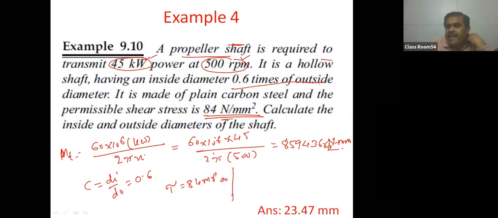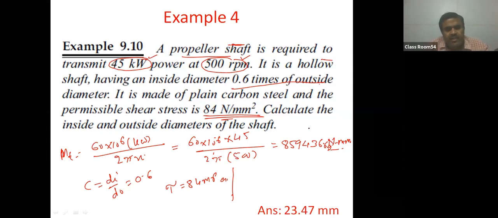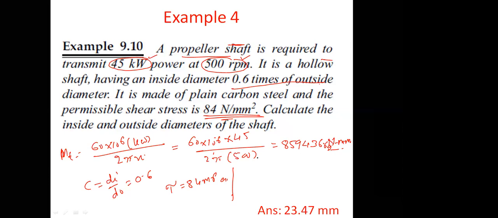बताइए कौन सा बेसिस पर डिजाइन होना है? टॉर्जनल रिजिडिटी बेस पर या स्ट्रेंथ बेस पर? क्वेश्चन को पढ़ के बताइए किस बेस पर डिजाइन होना है. स्ट्रेंथ बेसिस क्वेश्चन है या रिजिडिटी बेसिस क्वेश्चन है? Strength basis sir. Yes, it is a question based on strength because angle of twist is not given here. Only the permissible shear stress is given.